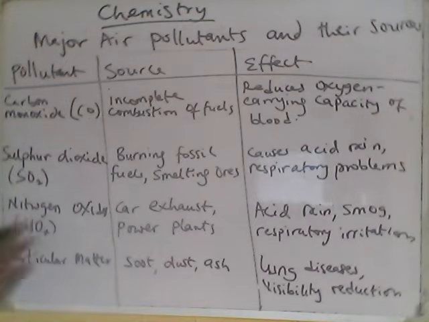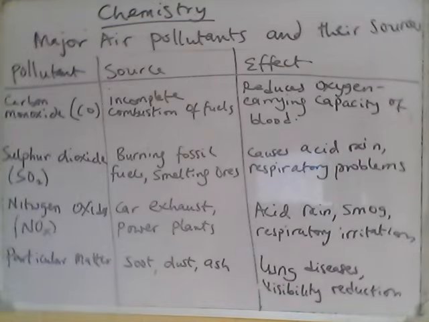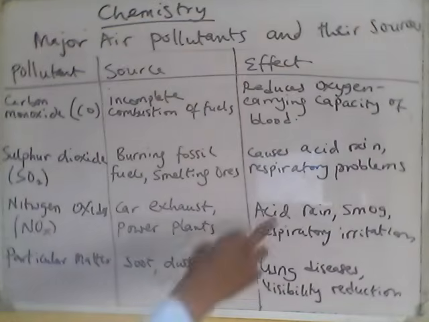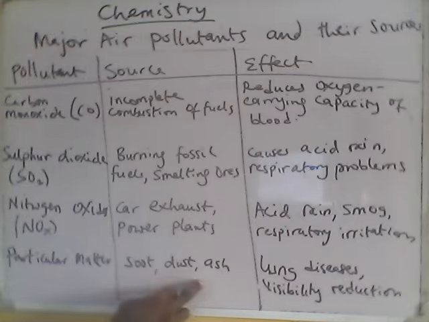So we have nitrogen oxides. It comes from car exhausts and power plants. So it can cause acid rain, smog, and respiratory irritation. Then here we have particulate matter. The source could be soot. Soot is very fine particles from burnt coal. So from soot, from dust, ash, the effects are lung diseases and visibility problems.